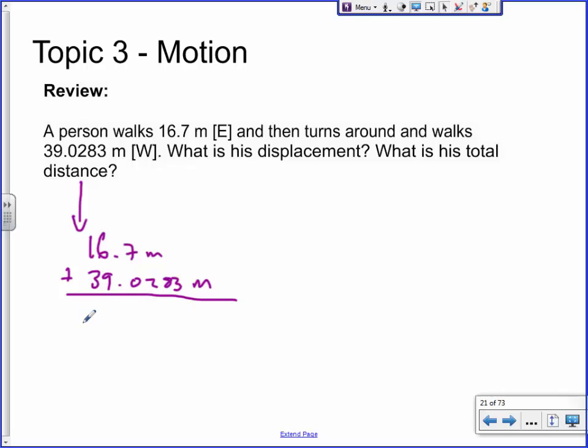Alright, so if I type that in my calculator, I get 55.7283, also in meters. But that's not the right answer, right? Because we need to work with our precision, accuracy, and significant digits. Based on this, it was only capable of measuring to the nearest tenth. So we kind of need to cut this thing off right here.